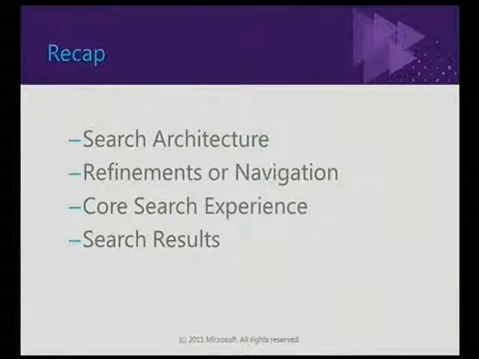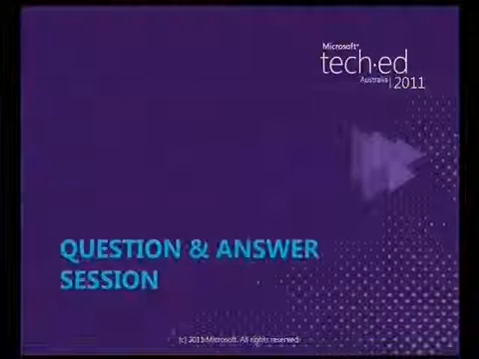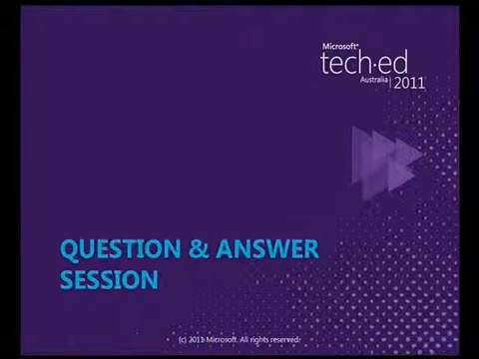So just remember the search architecture. This is what trips up a lot of developers and IT pros. It's hybrid: two separate farms hooked together through the service application architecture. And we looked at three common customizations you would do: refinements, the core search experience, and what you would do with your search results. Most of the time, I've noticed these are the areas you would first touch when you customize search. And as you start getting comfortable with search, you start exploring more opportunities. So any questions and answers?